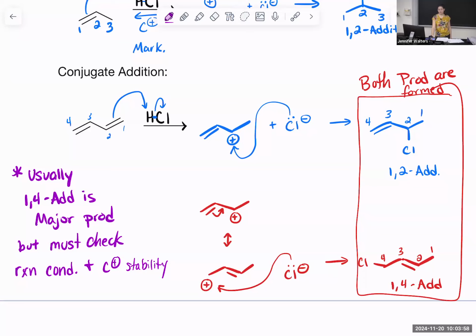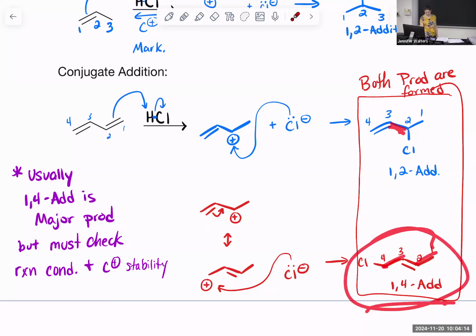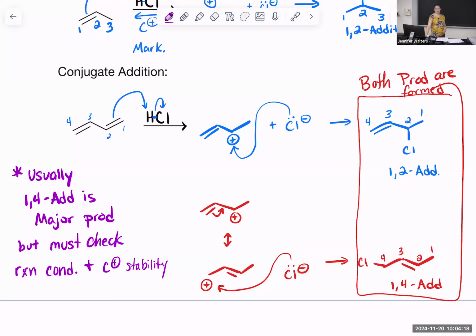The reason why 1,4 is usually the major product is because it leads to a more stable alkene, right? Do we see that this is our di-substituted alkene as opposed to a mono-substituted alkene? So usually this product is more stable. Whenever we look at the more stable product, we say that it is the thermodynamic product.